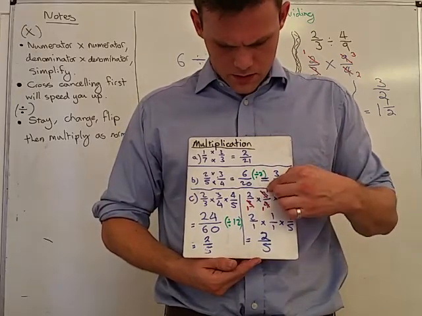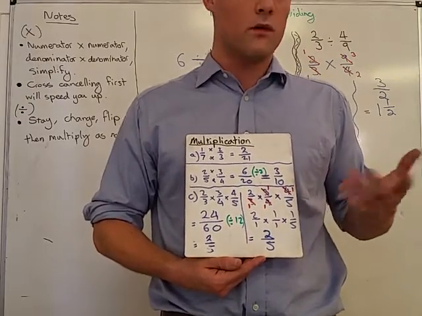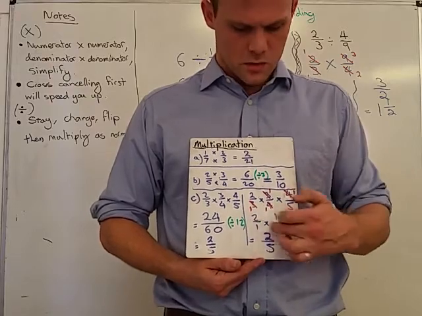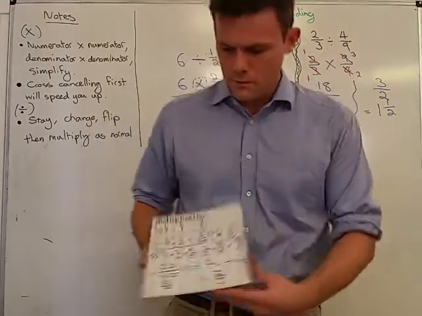If you want to have a look here, 3 went into 3 once, 3 went into 3 once, 4 went into 4 once, and 4 went into 4 once there. So if I rewrite that, I just go 2 times 1 times 1, and 1 times 1 times 5, 2 over 5. Okay, so that's my multiplying.